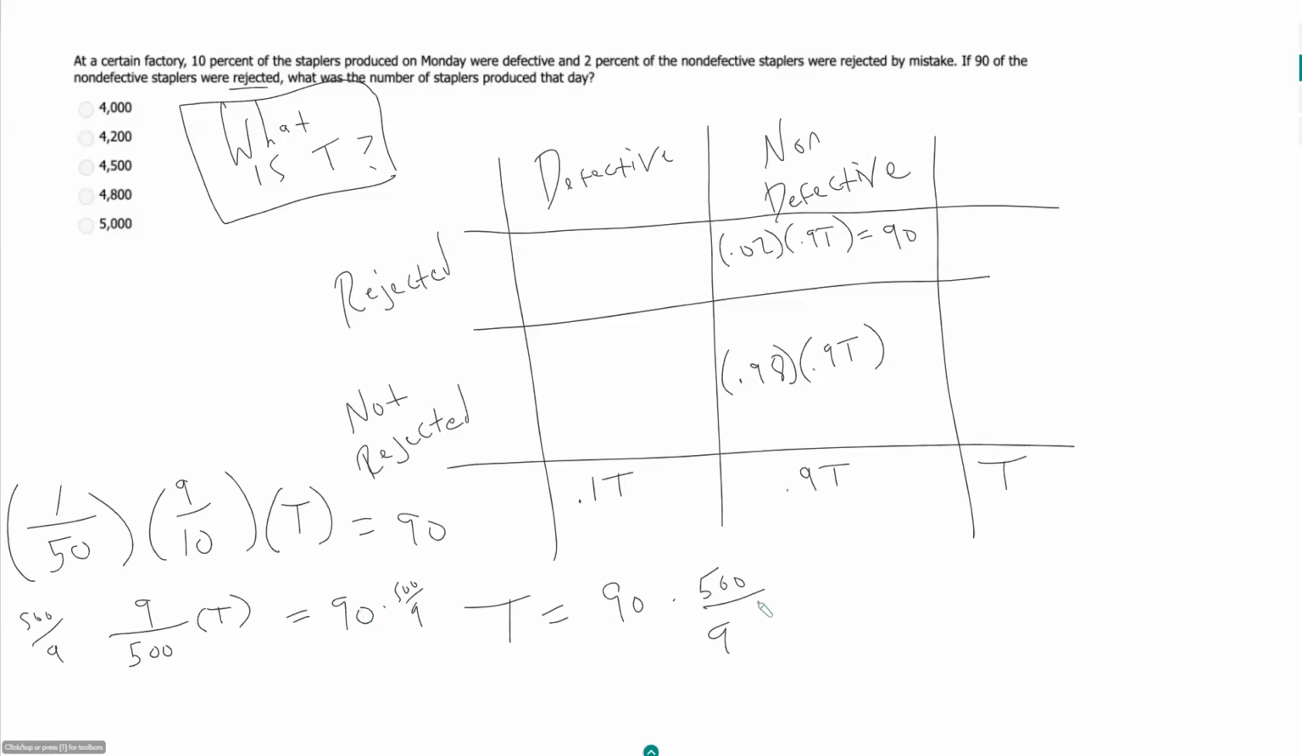And it looks like the math is going to work out very nicely here. 90 over 9 is just 10. So T is equal to 500 times 10, which is 5,000 staplers produced that day. E.